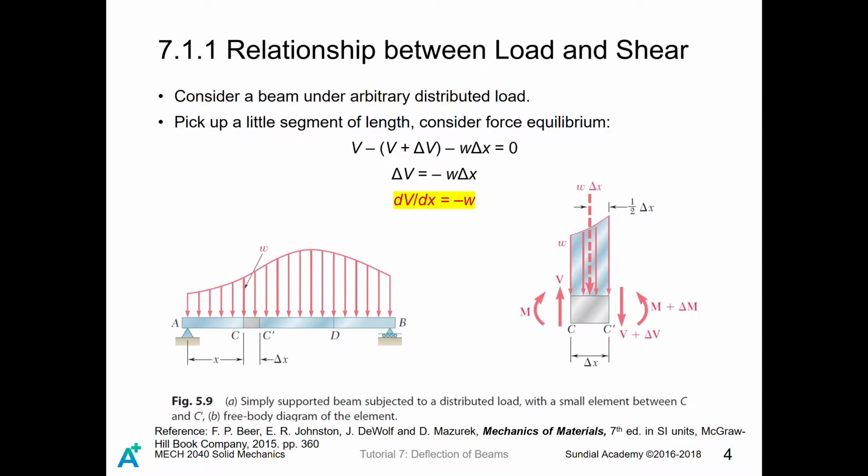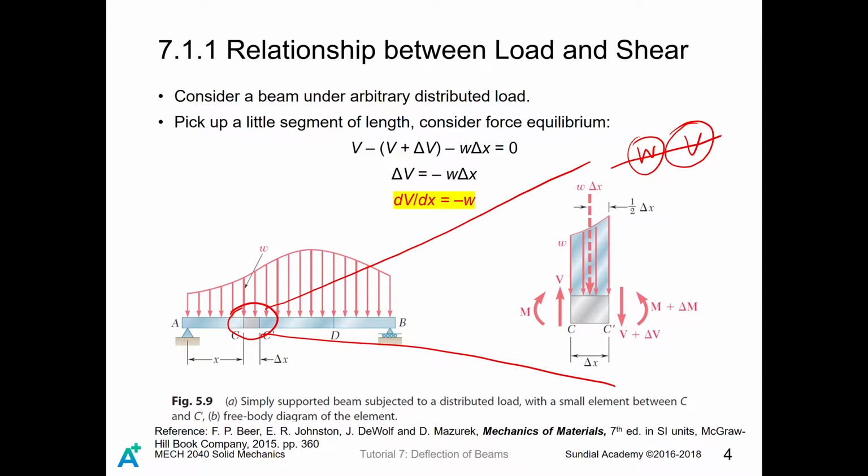So first, let's talk about the relationship between the load and the shear. Now the load is W and the shear is V. So now those two marbles can be connected together. Consider a beam under an arbitrary distributed load, and we take a very little segment out and magnify it to discuss its equilibrium. So here we discuss force equilibrium in the vertical direction. We take upward as positive, so downward forces are negative.